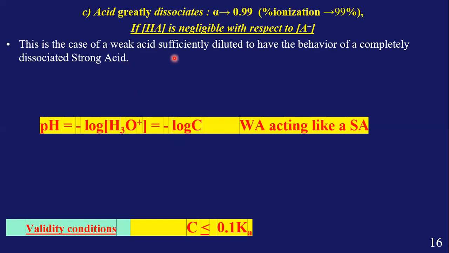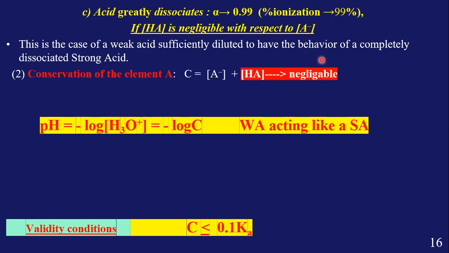This is a case of a weak acid sufficiently diluted to have a behavior similar to that of a strong acid. Let's see this. The conservation of the elements A: the concentration of the acid is split between two species. But if this acid dissociates pretty much completely, that means the concentration of HA at equilibrium is negligible. There isn't any, kind of like the strong acids again. C is simply A minus.